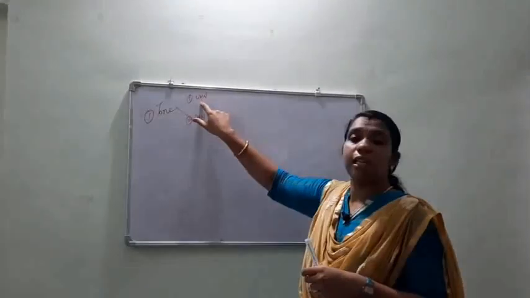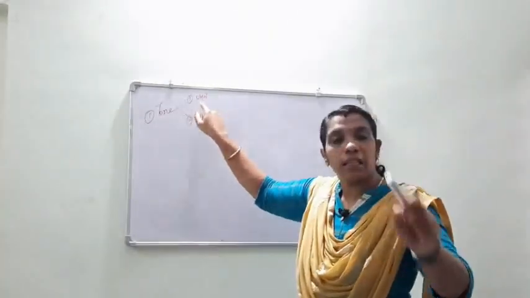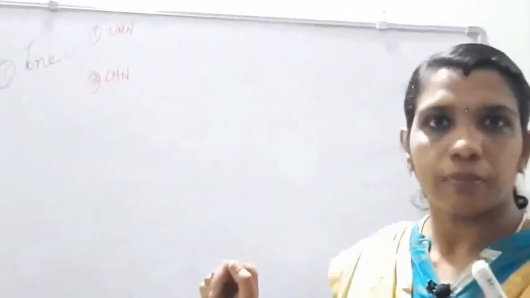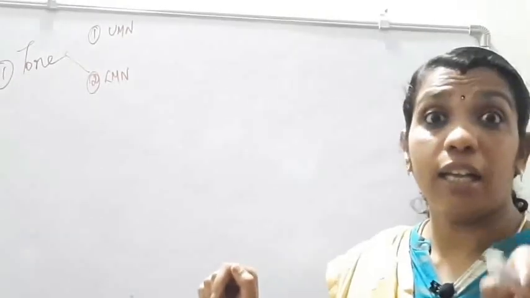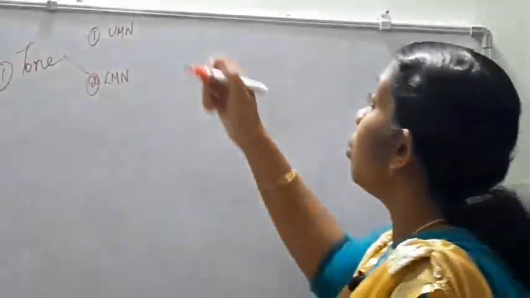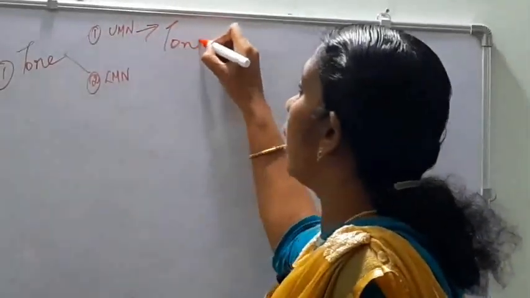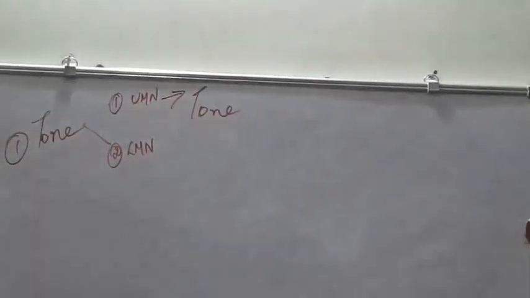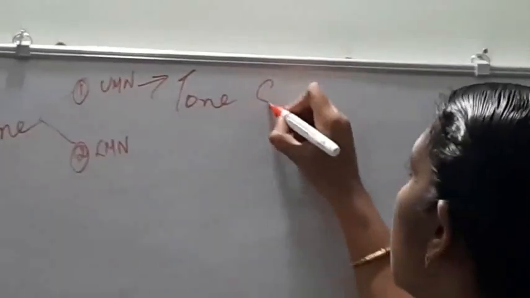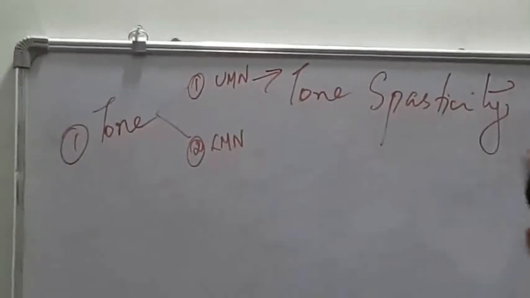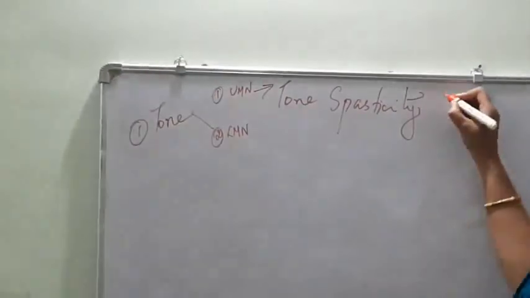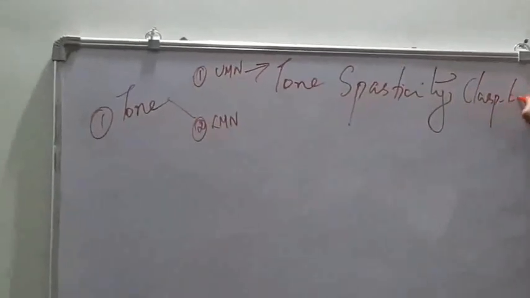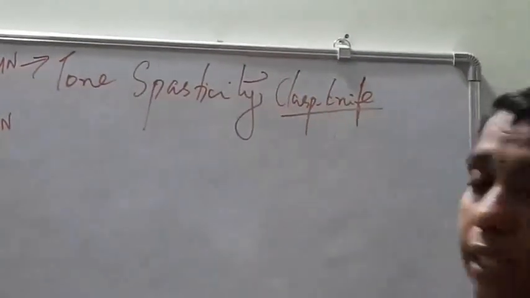So what happens in case of upper motor neuron lesion? There is nothing to modulate the tone. So the tone is more in case of upper motor neuron lesion. It is known as spasticity. Hypertonicity in upper motor neuron lesion is known as spasticity. You have heard about clasp knife, is it not? Clasp knife is a type of spasticity.